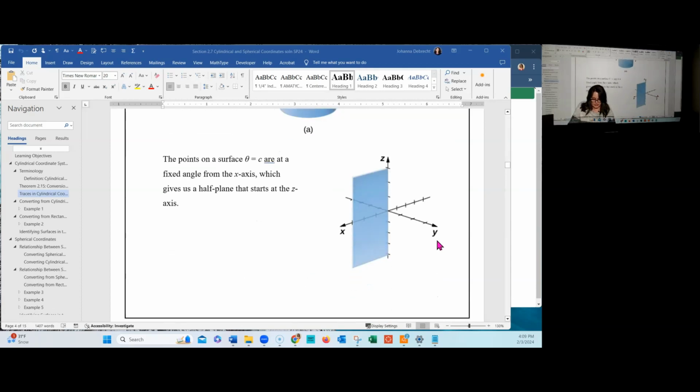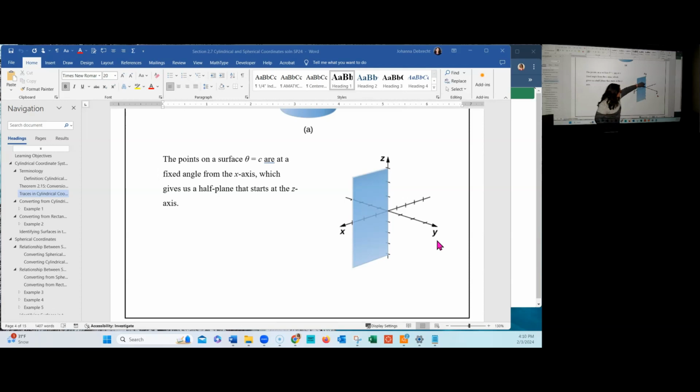Now, what if, instead of fixing r to be a constant, I were to fix the angle theta to be a constant? Remember, theta is measured counterclockwise from the positive x-axis out. If I do this, because it's measured from the positive x out, instead of giving me an entire plane, it gives me half of a plane. So the plane starts at the z-axis and extends along the direction of the angle between the radius and the positive x-axis. And that would be theta equal to some constant, like say theta equals pi over 6.